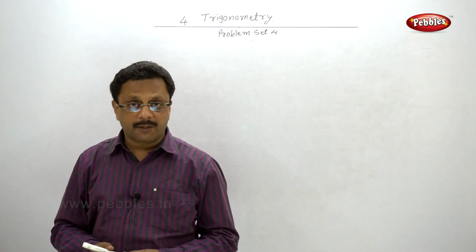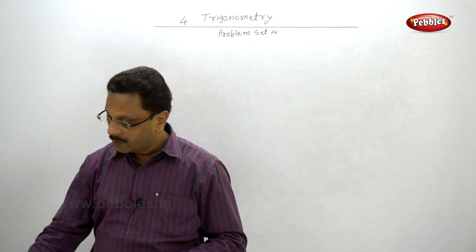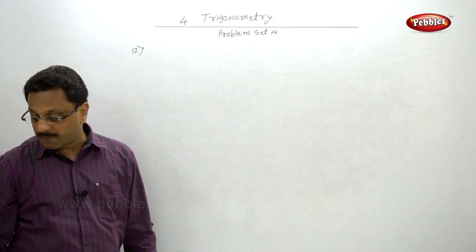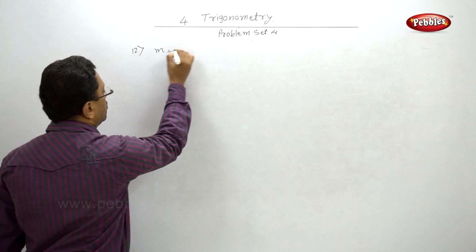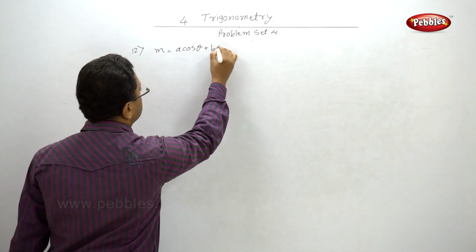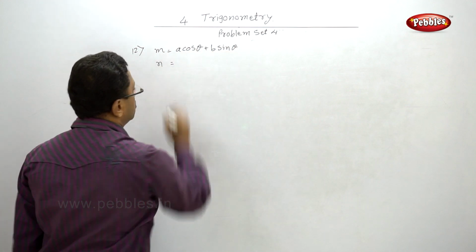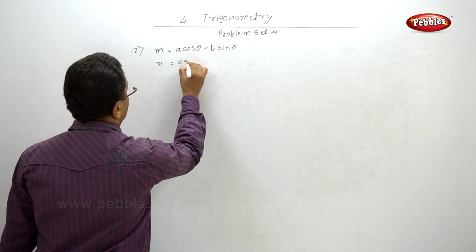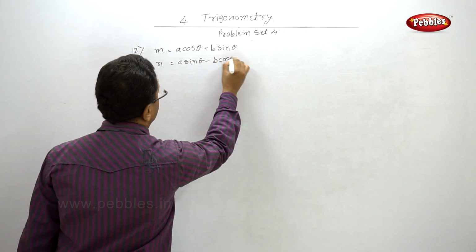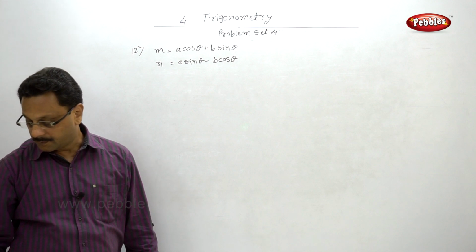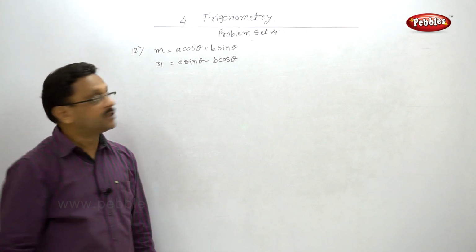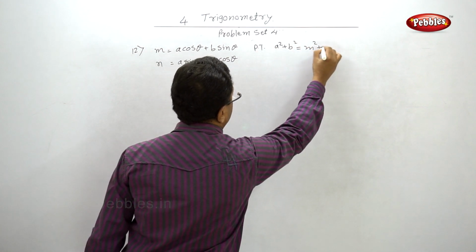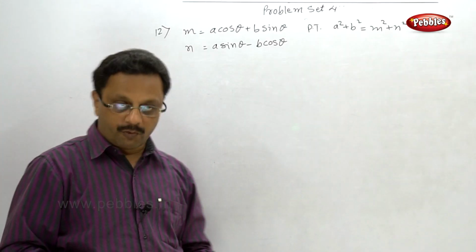Problem number 12. Again simple one but tricky. Again algebra we have to use. Let us see what it is. If m is equal to a cos theta plus b sin theta, and n is equal to a sin theta minus b cos theta, prove that a square plus b square is equal to m square plus n square. So we want m square plus n square.